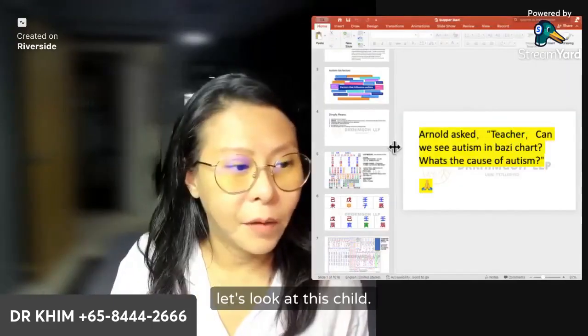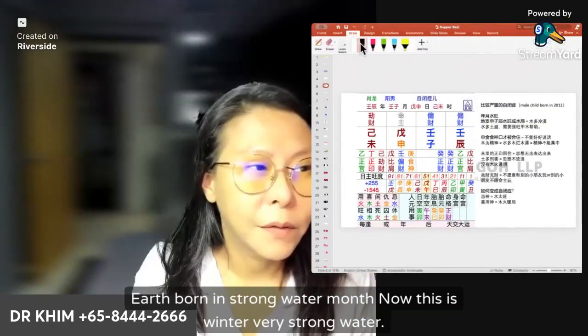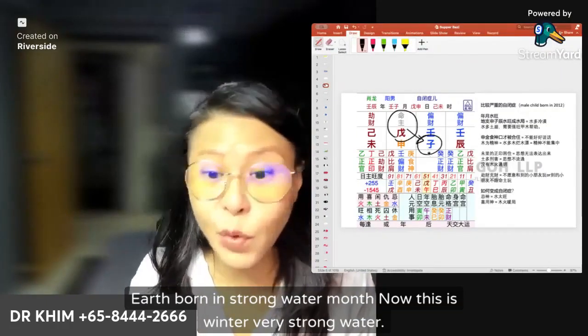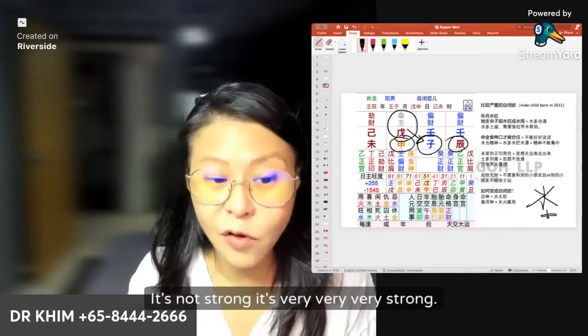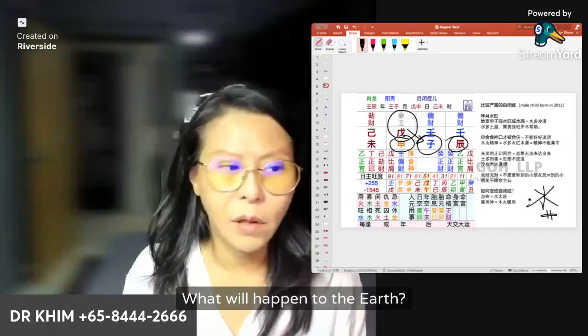Let's see how accurate Dr. Kim is. Let's look at this child. He is an autism child. When you look at this chart, Earth born in strong water one. Now this is winter, very strong water. It's not strong, it's very, very, very strong. When the water is very strong, what will happen to the earth?